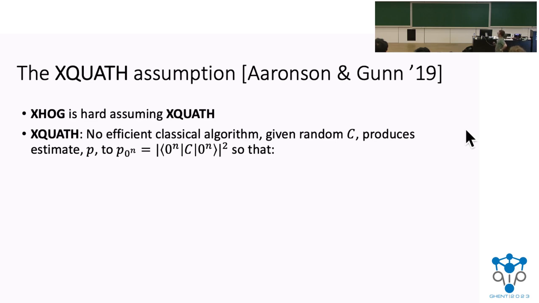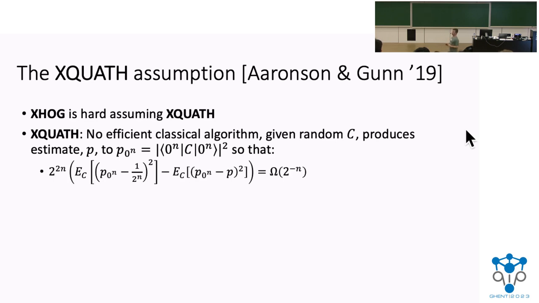Let's start by saying no efficient classical algorithm, given as input a random quantum circuit, produces an estimate p to the output probability of that circuit so that the following is true. Now let me talk you through this because it's not completely obvious what this means. We're going to look at the following quantity, and the way to think about it is that it's comparing two algorithms. One is an algorithm that simply outputs 1 over 2 to the n independent of the circuit. I'll call that the trivial algorithm. Given a circuit, it always outputs 1 over 2 to the n.